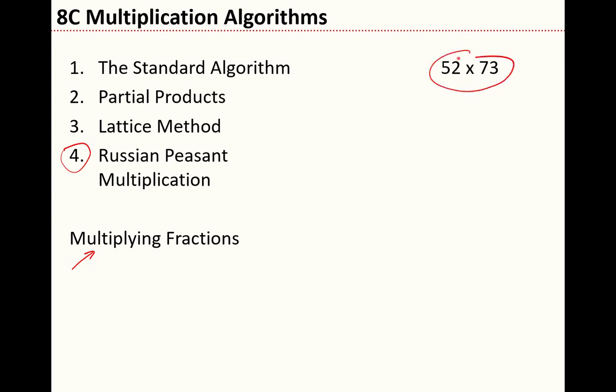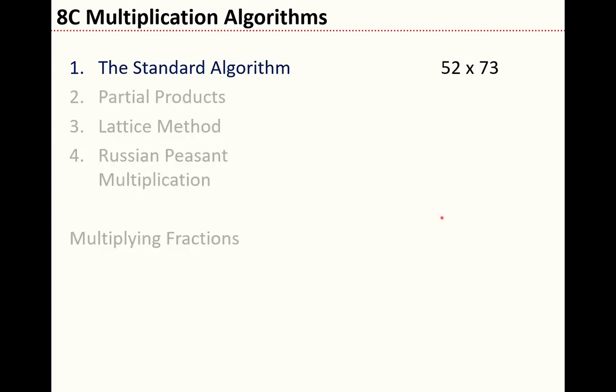I'll take the same number, the same product for each of our examples. So let's see how these work. The standard algorithm, that's probably the one that's most familiar to everyone. How this works, you just take our two numbers, 52, 73, stack them on top of each other, and then starting from the right, I might multiply 3 times 2, I get 6, 3 times 5, I get 15.